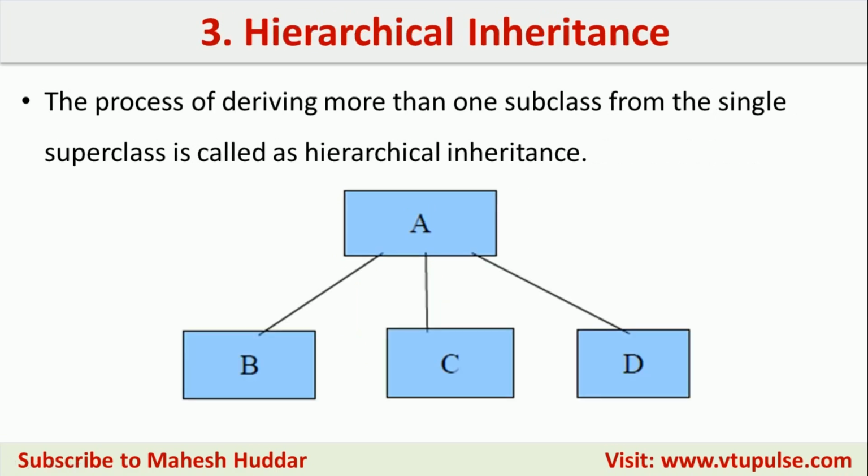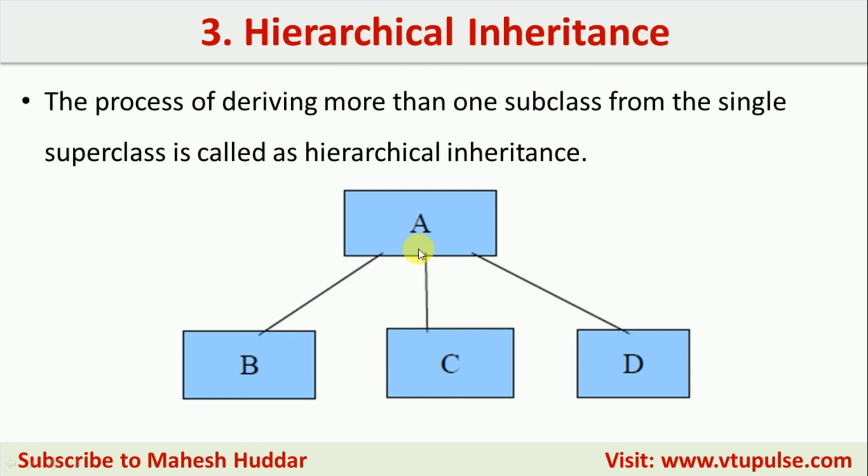Coming back to the third one, we have something called hierarchical inheritance. In this case, a particular parent can become the superclass for multiple subclasses. That is, A is the superclass or parent for B, C and D in this case. So this is called hierarchical inheritance.